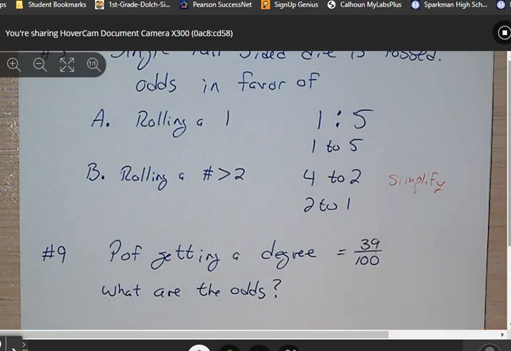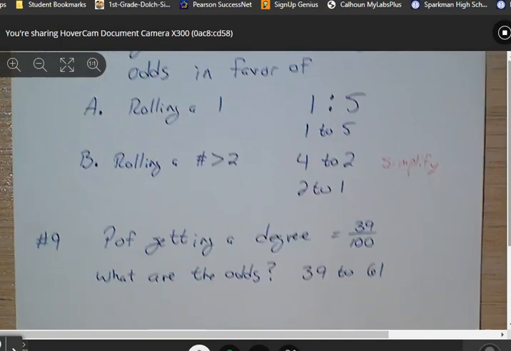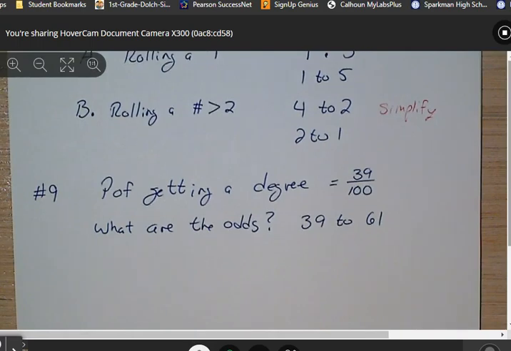Well, there's a 39 out of 100 chance, so we know it's going to be 39. And then to get the other number, basically just subtract these 2 numbers. So that's 39 to 61. Okay, so that one, when you see those, are really not bad.